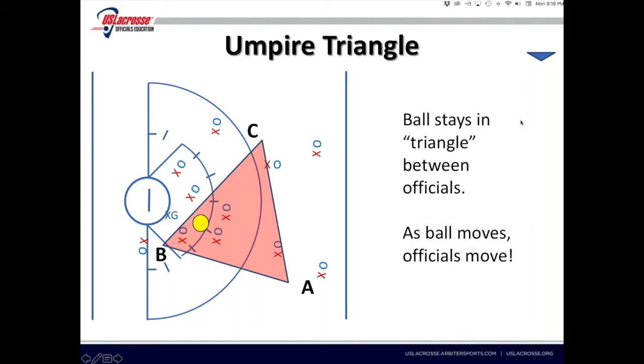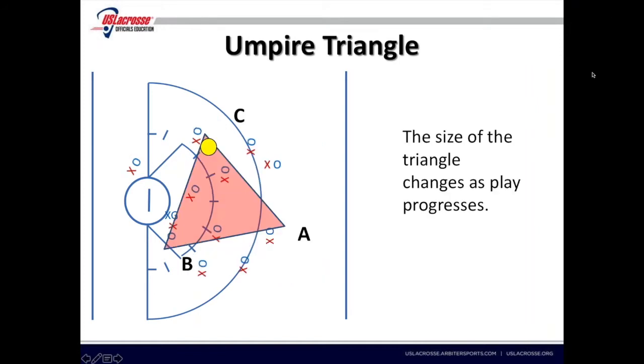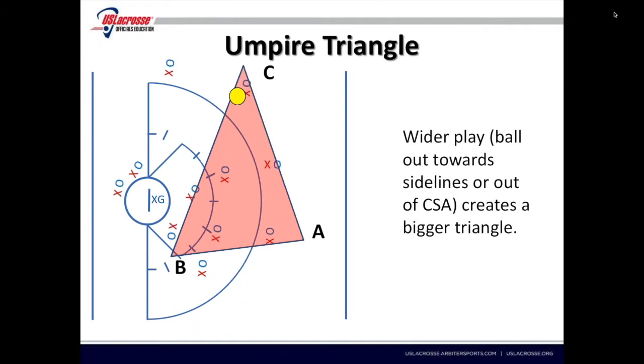The size of the triangle is dependent on the way the teams are playing. If they are playing tight to the CSA, the triangle is smaller. Follow the ball and then look at the triangle. If the teams play a very wide attack, the triangle will be larger. Note that A is covering the middle of the arc, while C is on ball. B has moved to a higher tangent.